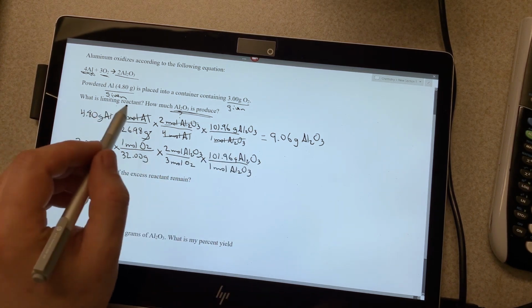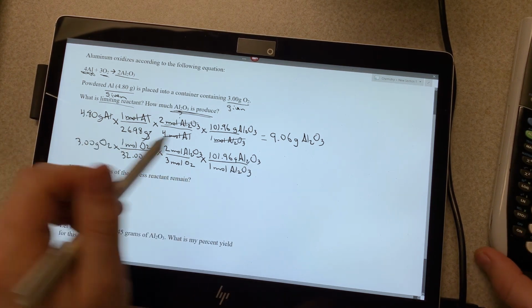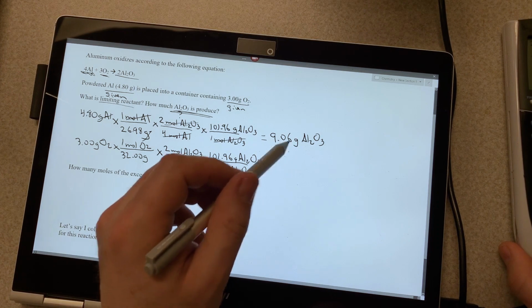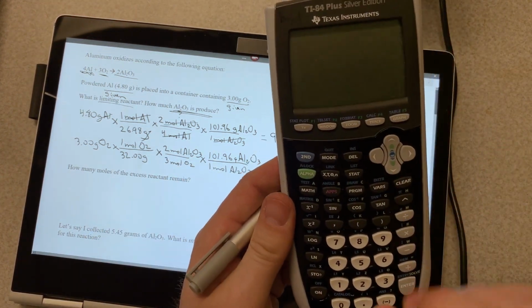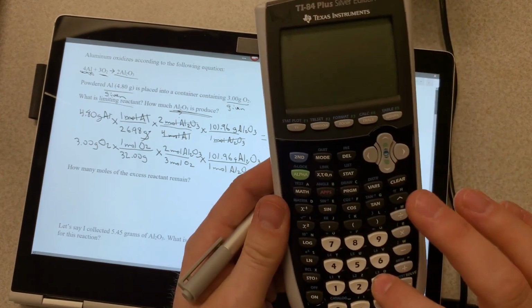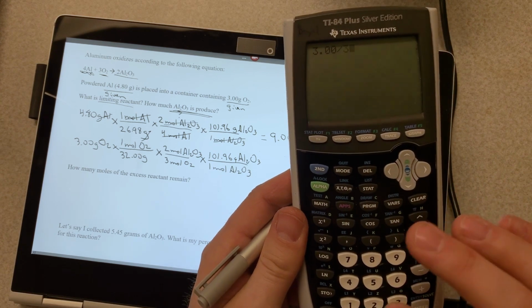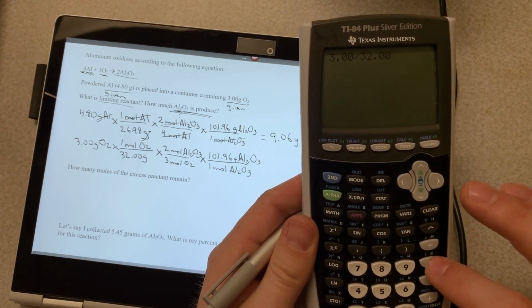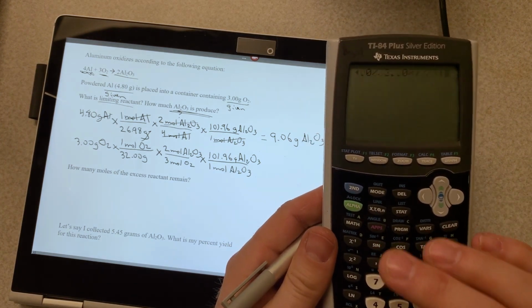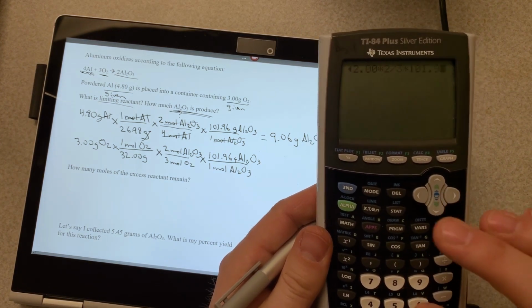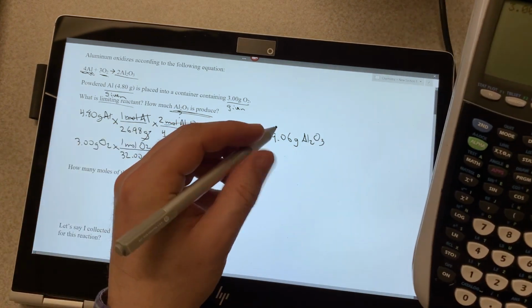That's one way to check when you're doing a limiting reactant problem. You want to make sure that you're converting everything that you're given into the same thing so that you can make a comparison of those products. So let's plug this one in. Here I've got 3 grams, right, divided by 32.00 times 2 divided by 3 times 101.96, and I get 6.37.